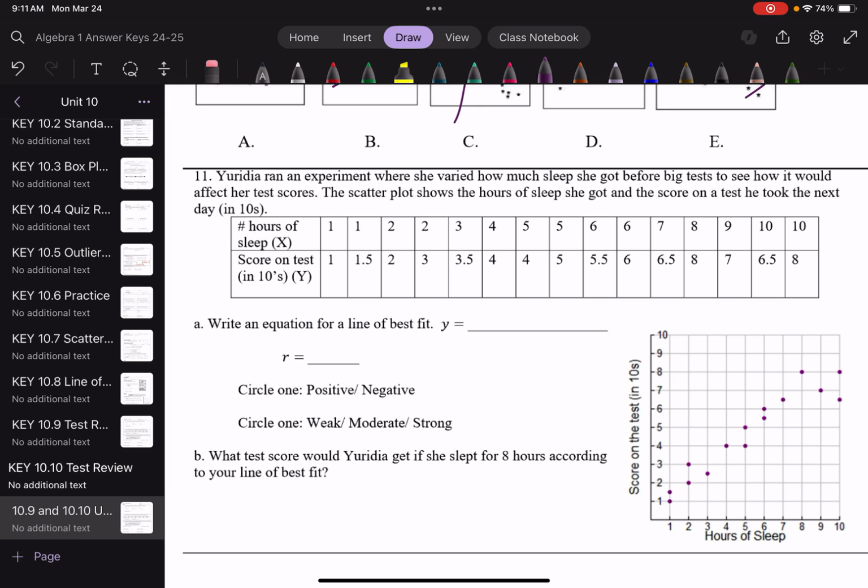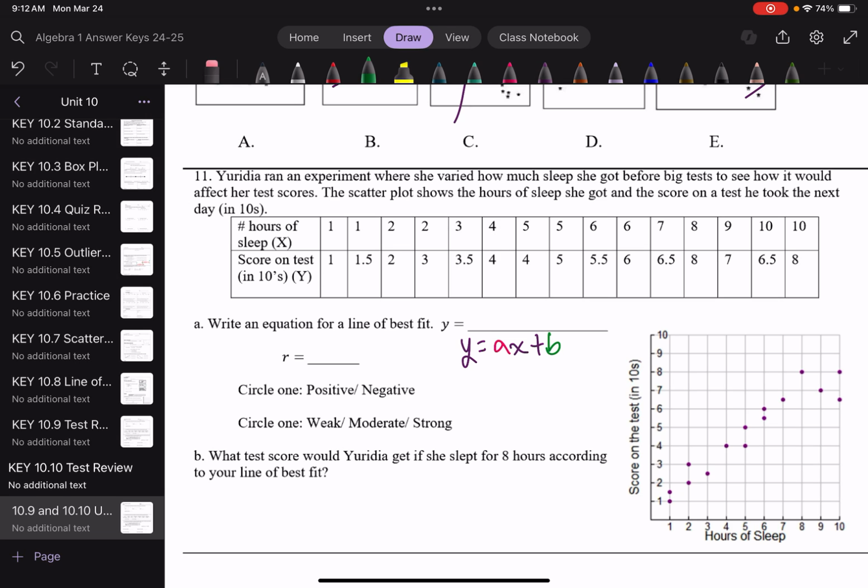My list 2 is going to be 1, 1.5, 2, 3, 3.5, 4, 4, 5, 5.5, 6, 6.5, 8, 7, 6.5, and 8. So I'm going to hit second, data. And now I've got two variable statistics. X data is list 1, Y data is list 2. And each of these only has one frequency. In order to write my line of best fit, I've got to have Y equals AX plus B.